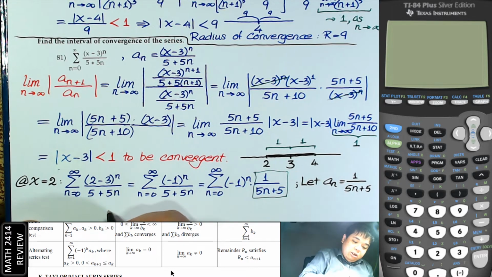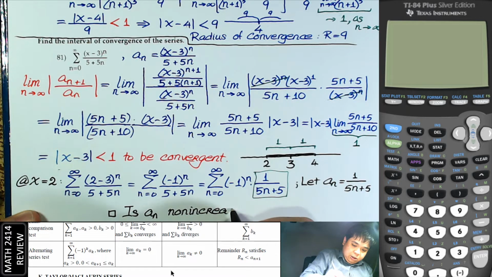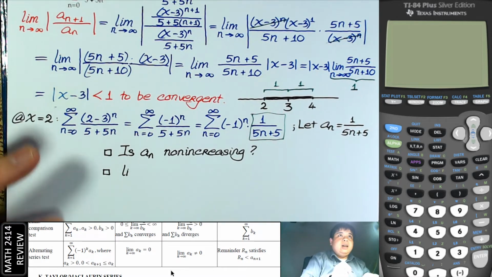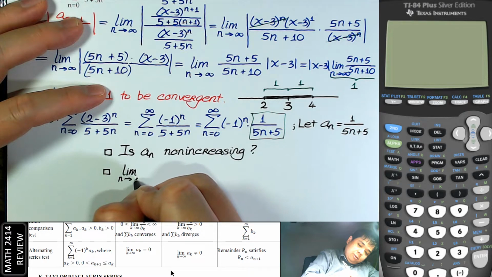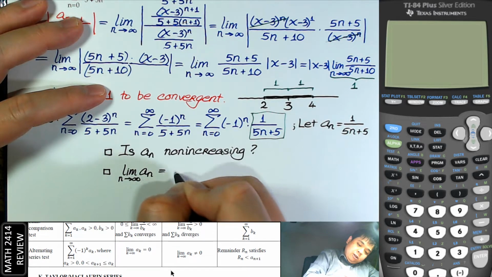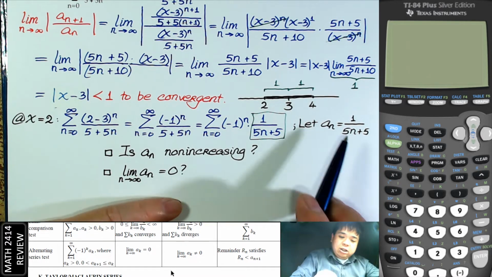And alternating series test, we will test two things. First, is a sub n decreasing, or non-increasing? And second, what is the limit as n goes to infinity? If both of them check, it is convergent. Right, so that is the function.